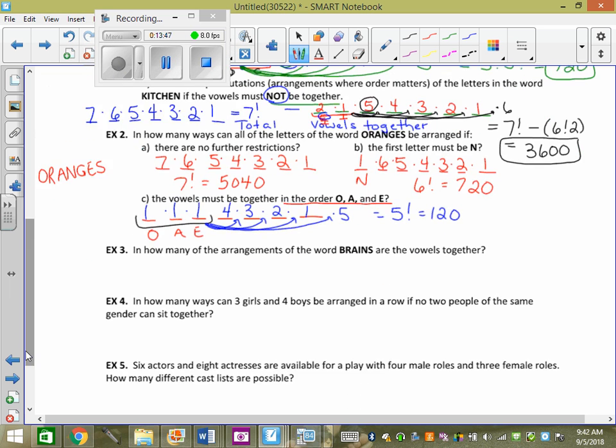How many arrangements of the word brains are there with the vowels together? So we have 1, 2, 3, 4, 5, 6. No doubling or tripling letters, right? How many vowels are there? 2. So we have 2 options for the first and 1 for the last. We have 4, 3, 2, 1 left. How many ways can we move it? Times what? 5. It's always one more than this, right? This is 1, 2, 3, 4, 5. So it's going to be 5 factorial times 2, which is 240.